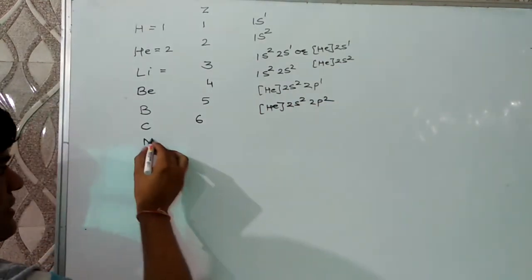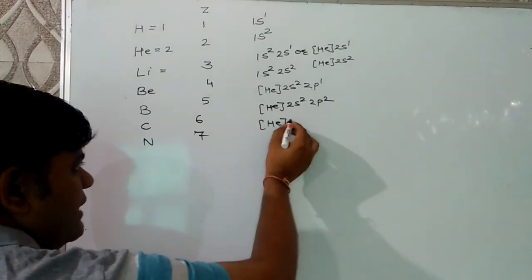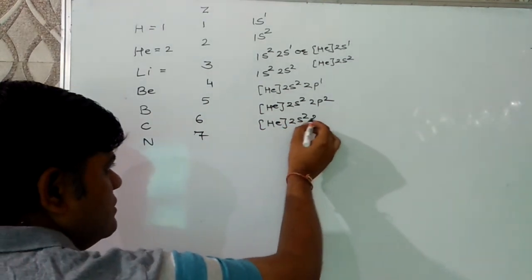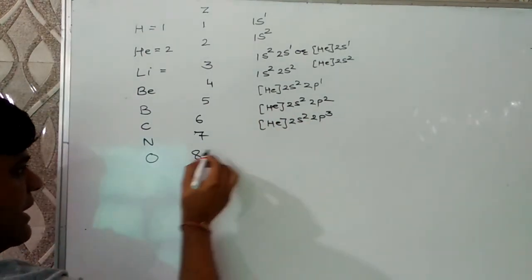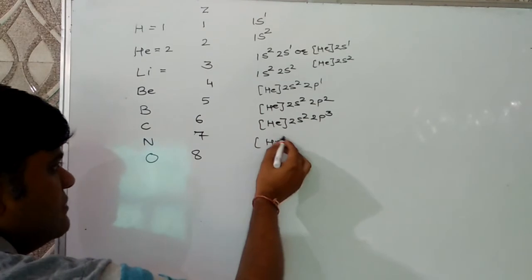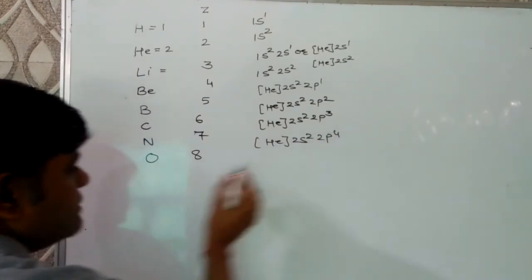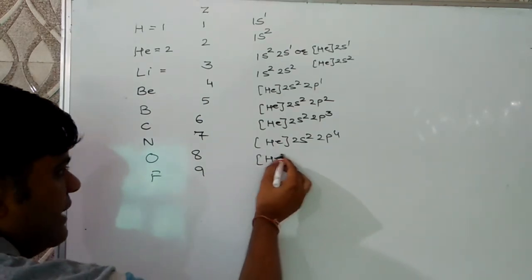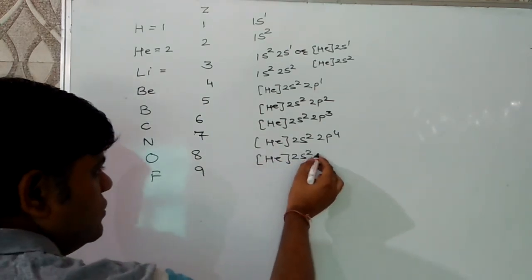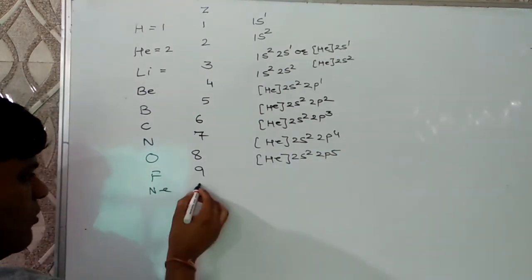Next one is nitrogen. Atomic number 7, configuration will be helium 2s2 2p3. Next one is oxygen 8, helium 2s2 2p4. Next one is fluorine. Atomic number 9, configuration will be helium 2s2 2p5. Next one is neon, that is a noble gas.